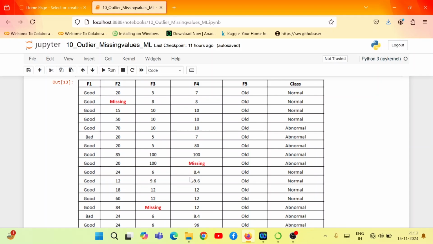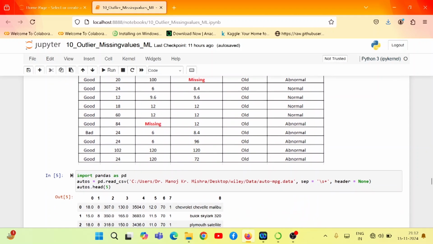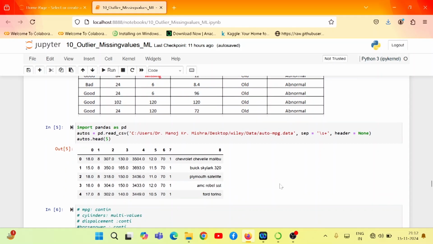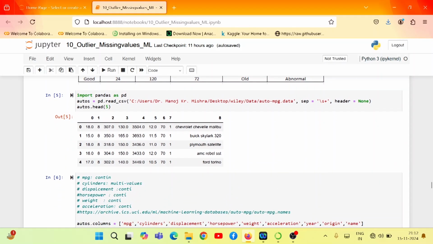Here we will discuss how to find the missing values and how to deal with them. That strategy we will learn. I am using a dataset called auto MPG. This data contains information about different cars and their characteristics, such as MPG, that is miles per gallon, number of cylinders, with values ranging from 4 to 8, displacement, horsepower, and weight. Horsepower is basically a continuous variable specifying the engine horsepower.